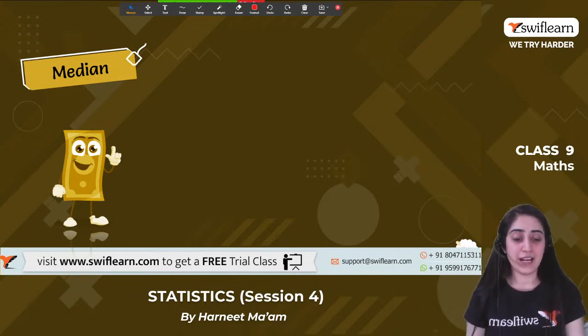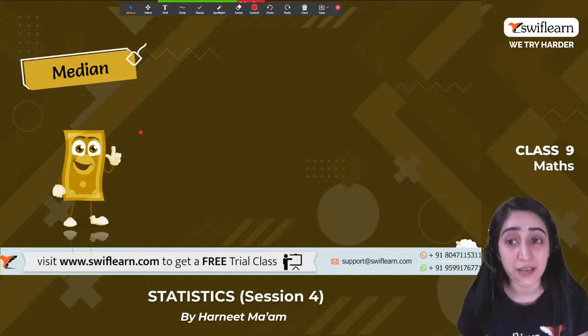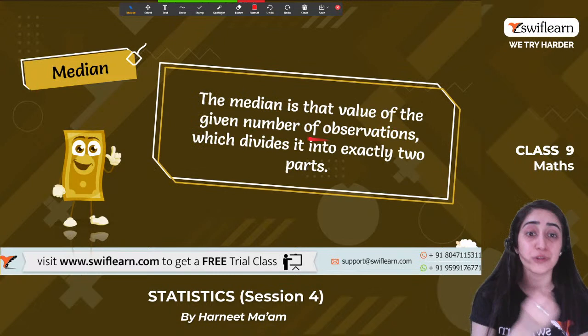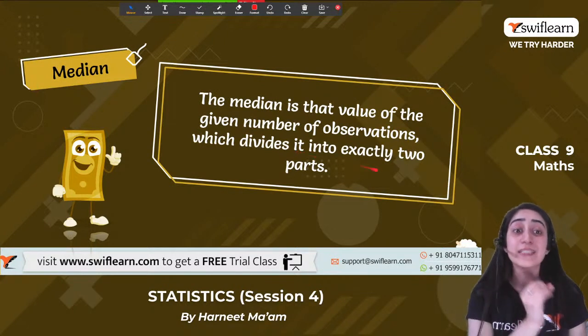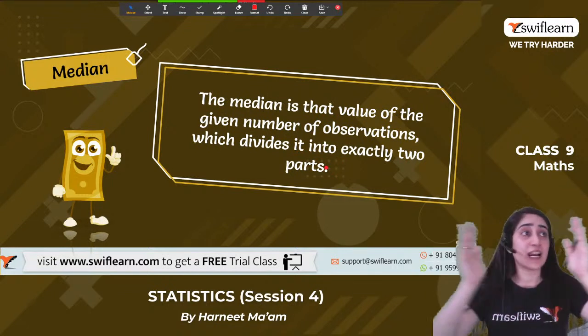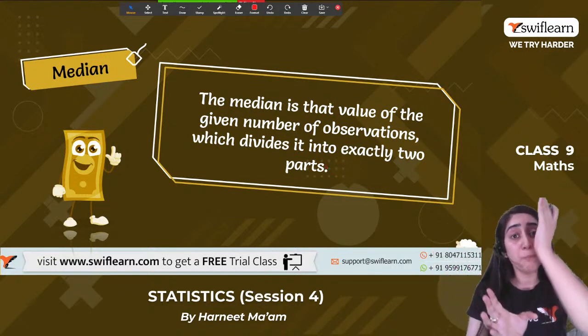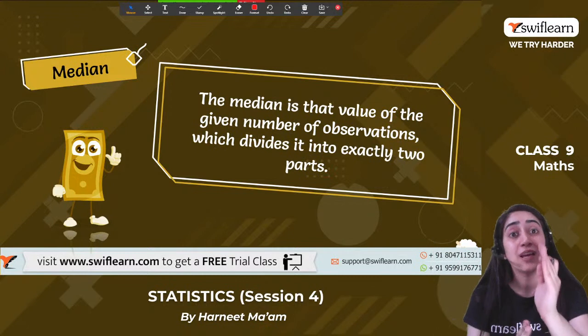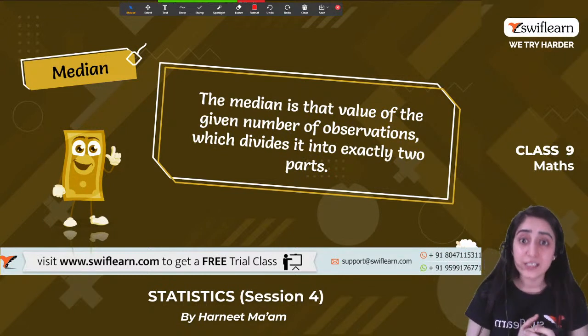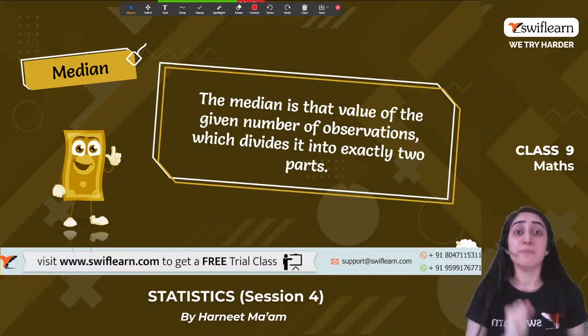Okay, so here I'll come with the topic and I'll explain. Median refers to the value of a given number of observations which is divided in exactly two parts. तो हम क्या करते हैं, उस ऑब्जर्वेशन को exactly two parts में डिवाइड करके जो मिडल वाला पॉइंट होता है, वो बोला उसका आंसर, वो मिडल ऑब्जर्वेशन आंसर देते हैं. All right, so that is known as median.